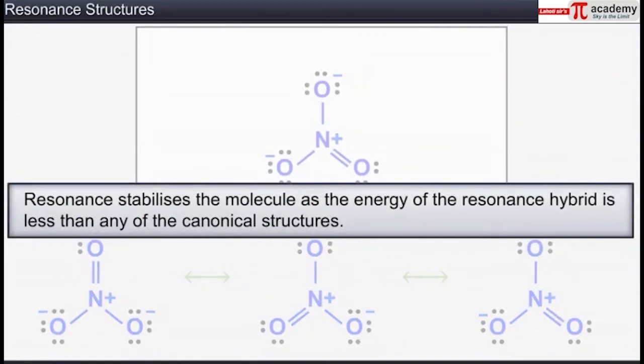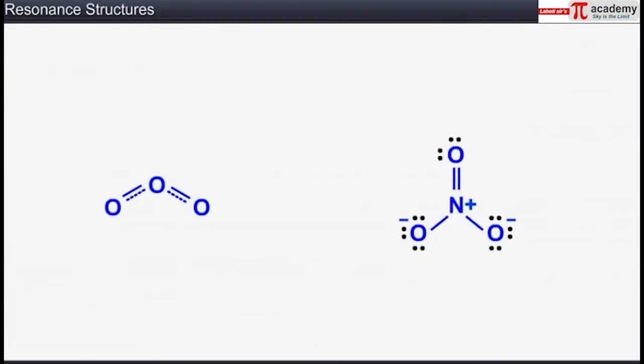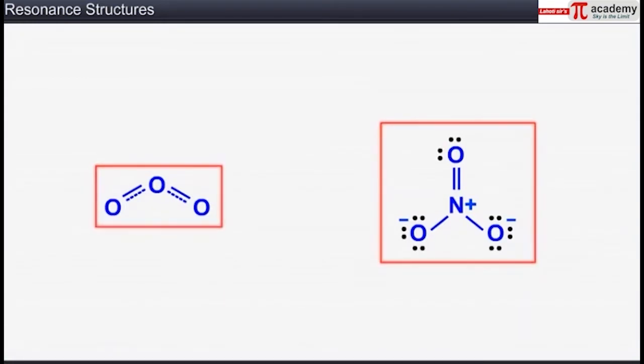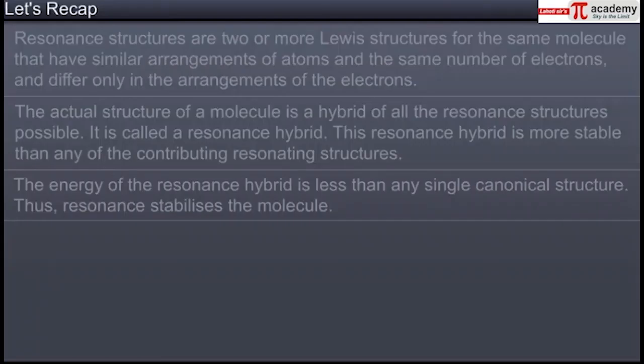Thus, we can conclude that resonance stabilizes the molecule as the energy of the resonance hybrid is less than any of the canonical structures. Also, a molecule can have only a single structure, that is, the resonance hybrid of all the canonical forms. You have now reached the end of this module.